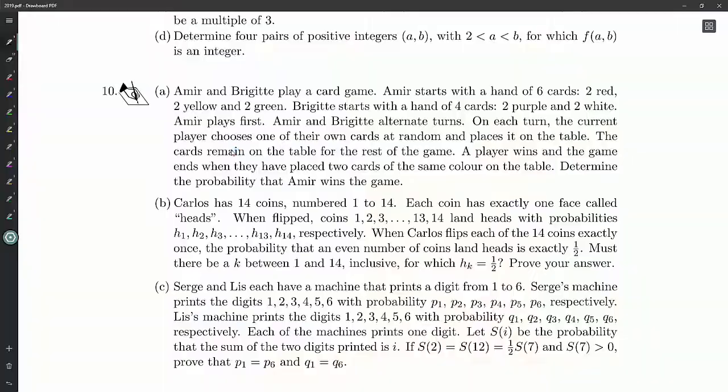Hello, ladies and gentlemen, Root Beer here, and we are going to be finishing up our 2019 Euclid competition in this video. We're looking at question number 10. And we've got three parts here, an A, B, and a C.